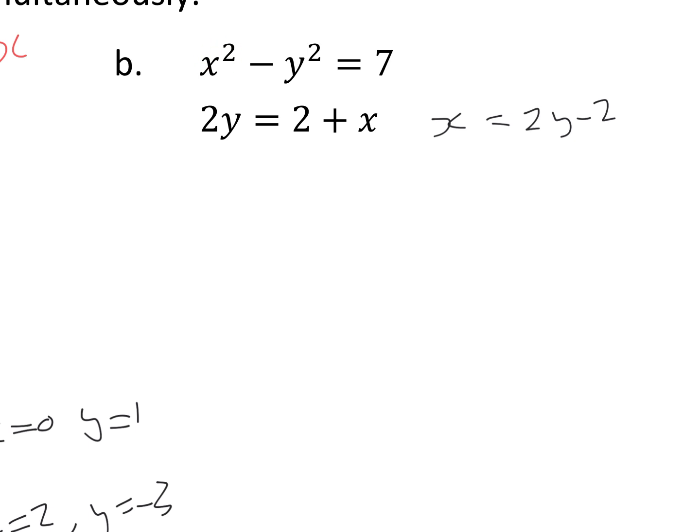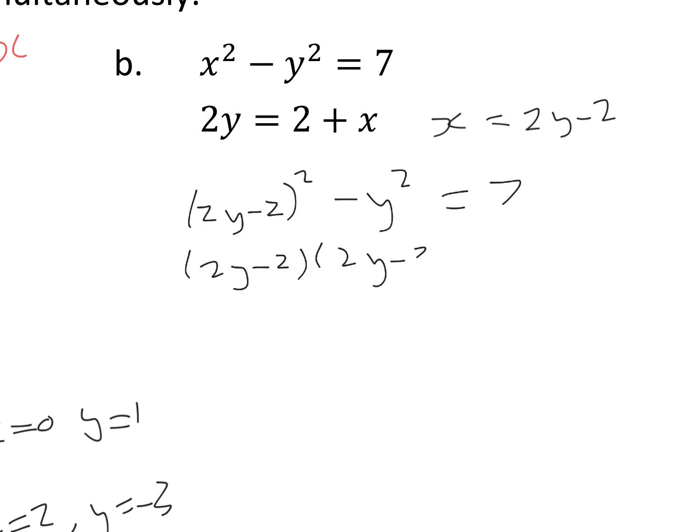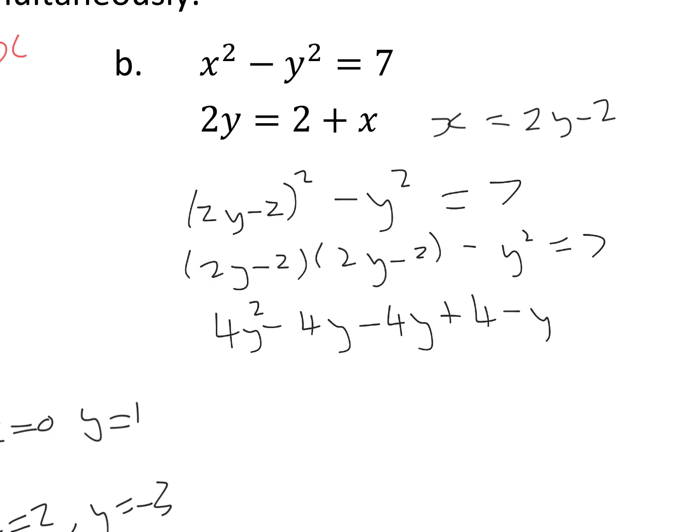So instead of having x squared, I know that x is 2y minus 2, so I can square it, and then minus y squared equals 7. If you're squaring a bracket, that means you're multiplying the bracket by itself. So let's expand out that bracket. I'll just do it quickly because I'm sure this is something you've done many times before. Hopefully not too quick that I make a mistake.